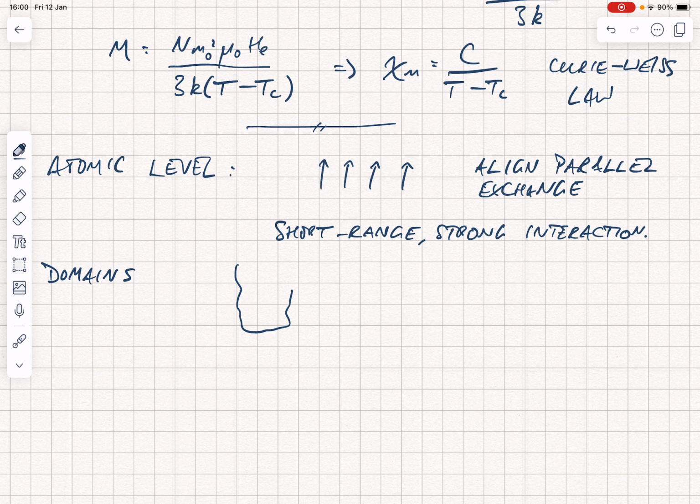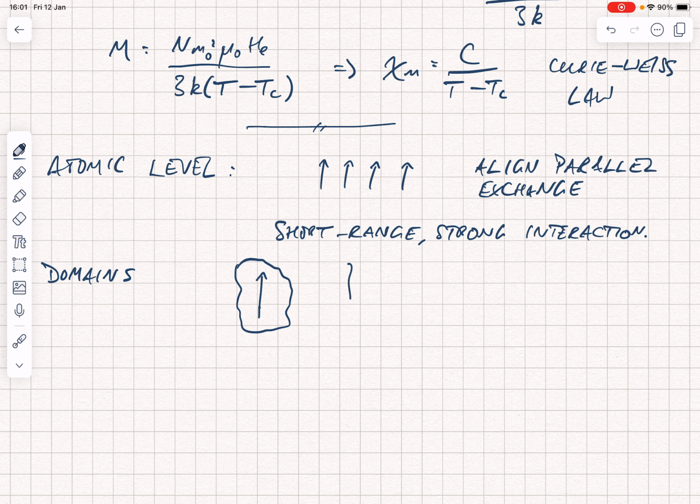Where in an individual domain, all of the atoms are going to be aligned, and so I'm going to use a single arrow to indicate the overall magnetic moment of the domain. Now, thinking about the magnetic interaction between domains is going to be very similar to thinking about a bar magnet. If you have two bar magnets, they really don't want to align parallel. If you try and do that, you'll have to push quite hard to get them close together. They tend to align in opposite directions.